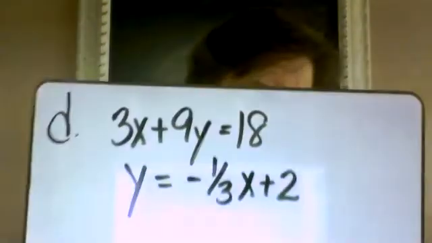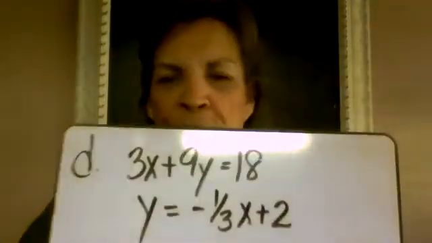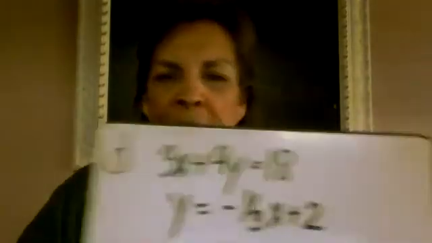That is practice C. Let's go on and let's do practice D. We have 3x plus 9y is equal to 18, and y is equal to negative 1/3 x plus 2. Let's put the first equation in standard form. So we will move over that 3x. We get 9y is equal to negative 3x plus 18.